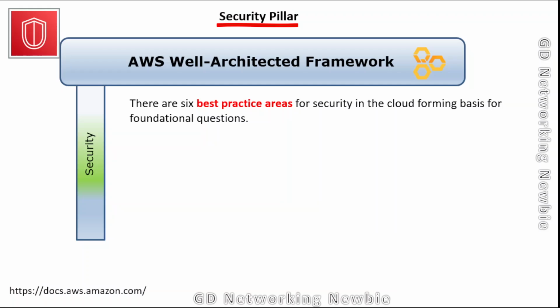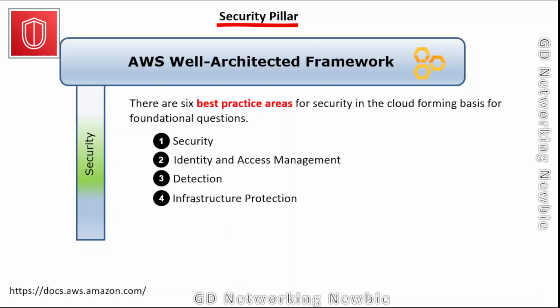And then there are 6 best practice areas for security in the cloud, forming the basis for foundational questions. Associated with these foundational questions and security areas, we have different context and foundational questions. I'll put the link in the description section. You can go and read further in detail. So these 6 best practice areas are security, identity and access management, detection, infrastructure protection, data protection, and incident response.